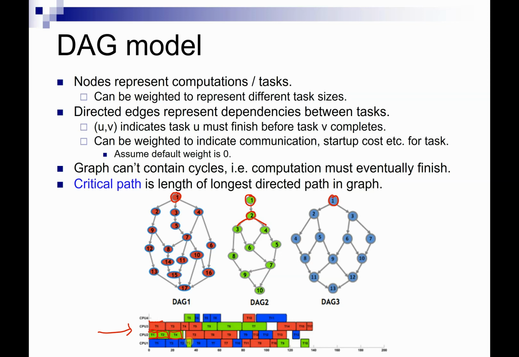Then we're going to assign T3 to a different processor. We can do this because there's no precedence relation between 3 and 4, so you can run 3 and 4 concurrently. If there were an arrow, let's say from 3 to 4, then you would have to do 3 first before you do 4. But because there's no arrow, we can actually do both of these concurrently.